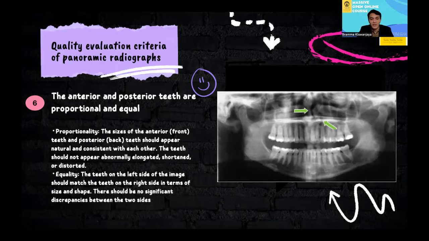Proportionality and equality of the anterior and posterior teeth are essential. Proportionality means the size of the anterior front teeth and posterior back teeth should appear natural and consistent with each other. The teeth should not appear abnormally elongated, shortened, or distorted. Equality means the teeth on the left side of the image should match the teeth on the right side in terms of size and shape. There should be no significant discrepancies between the two sides.